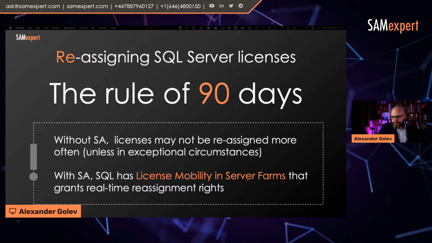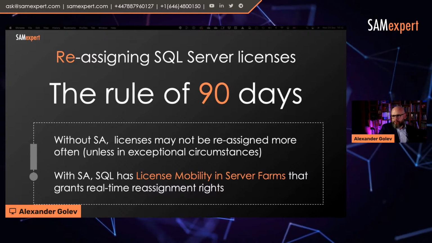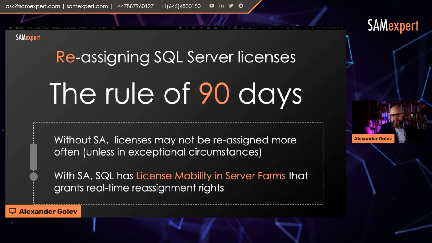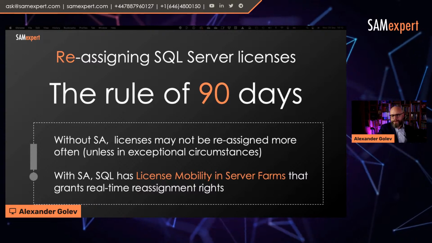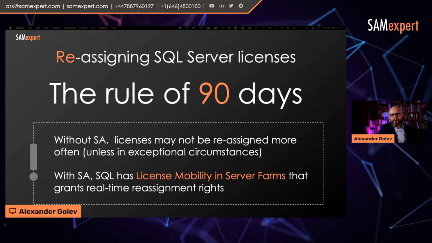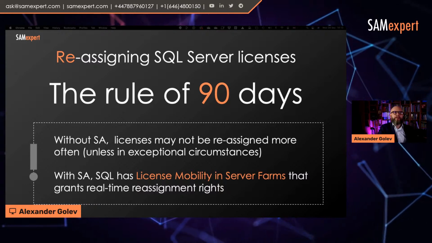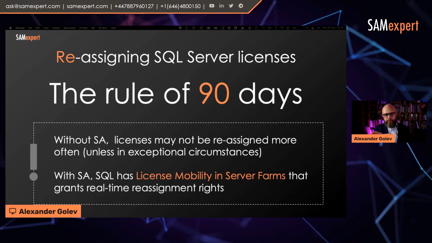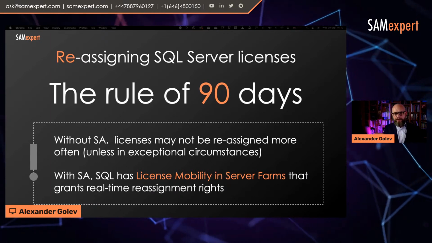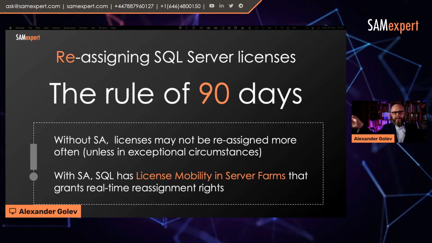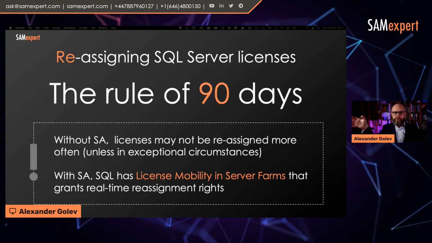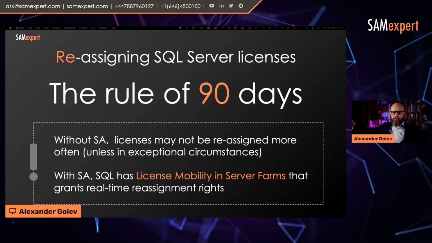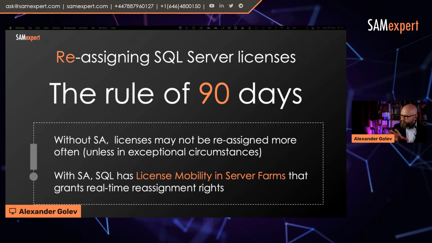Reassigning licenses. So, a rule of 90 days. This is the first product in today's training where we're not talking about license mobility in server farms. Software assurance gives license mobility in server farms, as I already said about external connectors for Windows Server, but for SQL Server it is more important. Software assurance gives the right to reassign licenses in real time from host to host. So if a virtual machine is moving around the cluster or multiple server farms in one data center, the license follows.